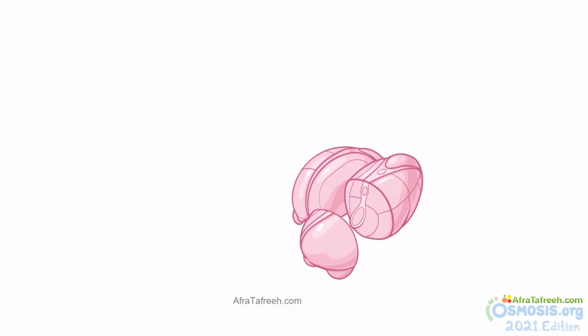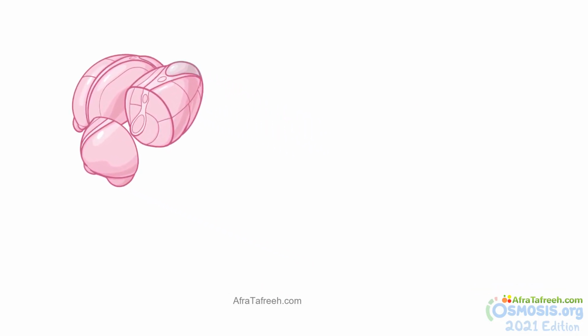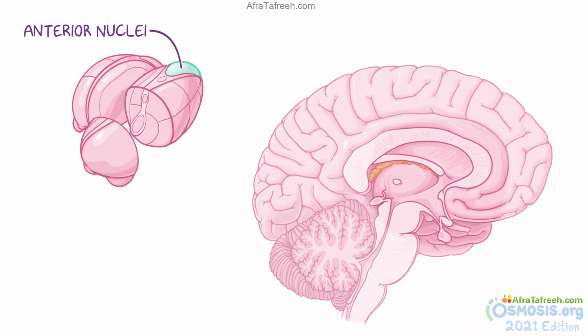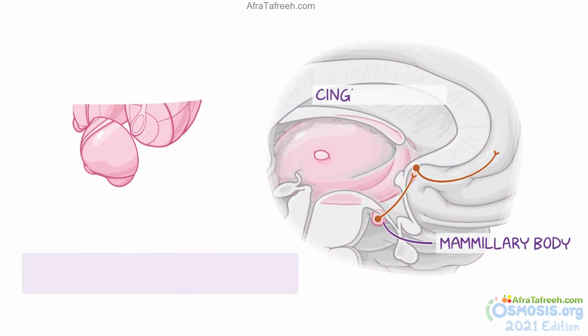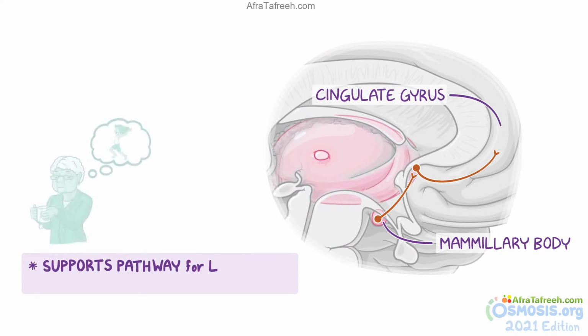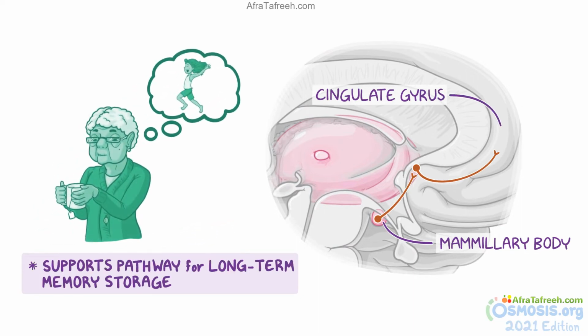Another part of the thalamus that is connected to the limbic system includes the anterior nuclei of the thalamus. They receive input from the mammillary bodies and project to the cingulate gyrus, supporting the pathway for long-term memory storage.